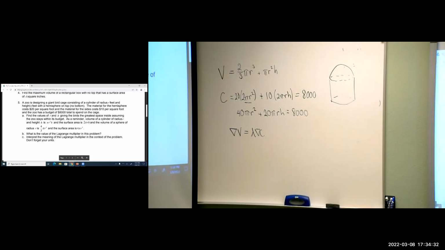Okay, let's get to work on these problems. And like I said, the second one, I'm really excited for you guys to try that one, to really drive home this meaning of the Lagrange multiplier.